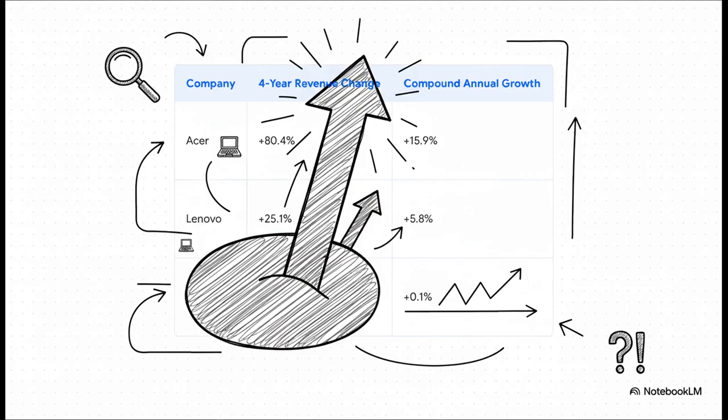But as we know, size isn't everything. When we switch our focus from a single year's revenue to their growth over a 4-year period, the story completely flips. Look at this. Acer, the smallest one, is growing at a blistering pace, almost 16% a year. And meanwhile, the giant, Toshiba, is practically standing still. This is our first major clue about what's really going on with their strategies.